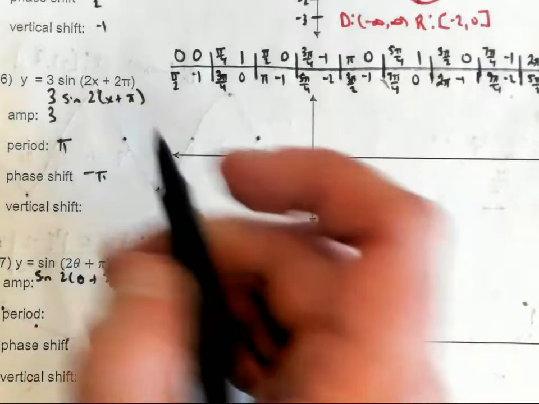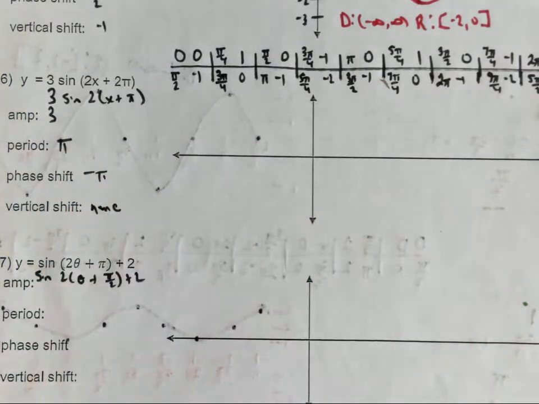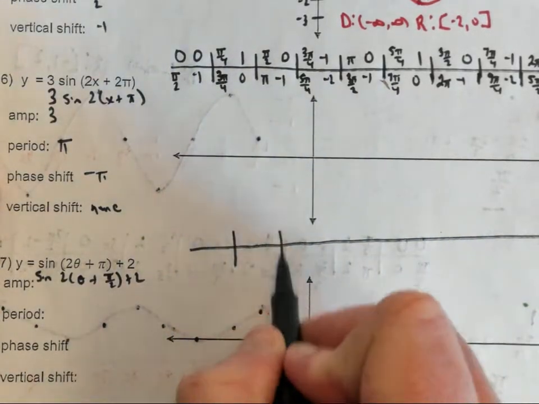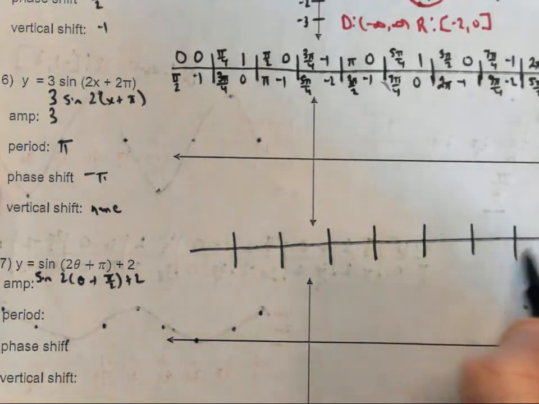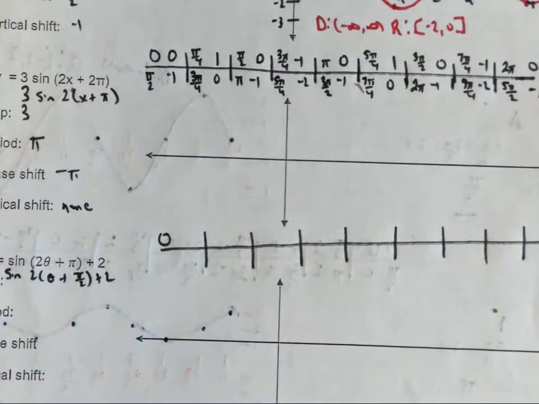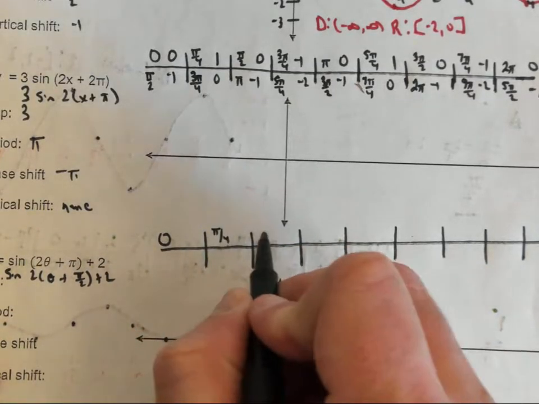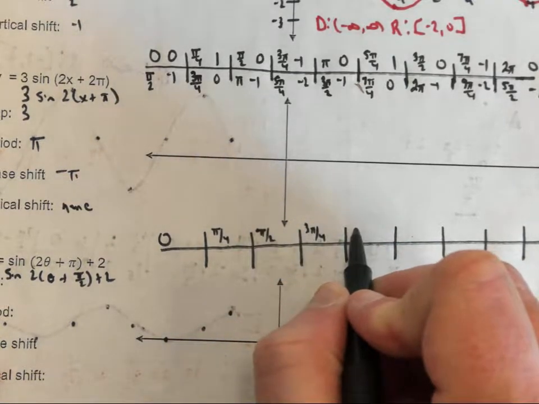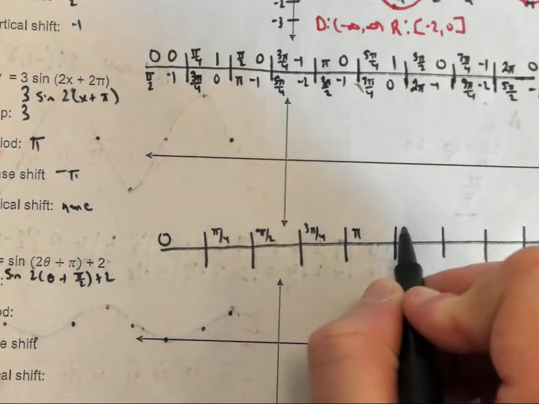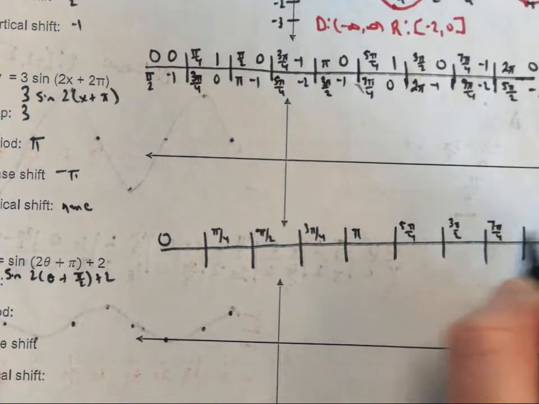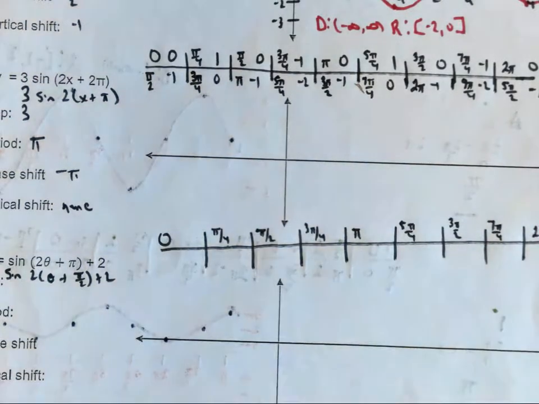Noah, do I have a vertical shift here? No, none. Very good. But since I do have a phase shift, I'm going to make a table. We always start with 0. My period is pi. I'm going to take pi and divide by 4. So it'll be pi over 4, 2 pi over 4, which is pi over 2, 3 pi over 4, 4 pi over 4 is pi, 5 pi over 4, 6 pi over 4 reduces, 7 pi over 4. And then 8 pi over 4, which is 2 pi.